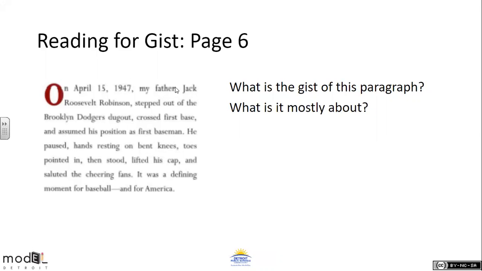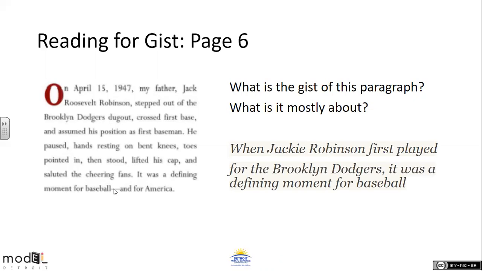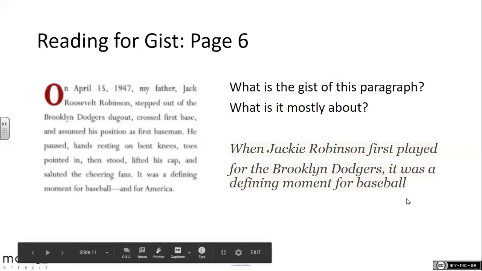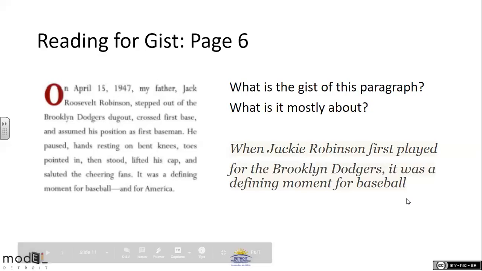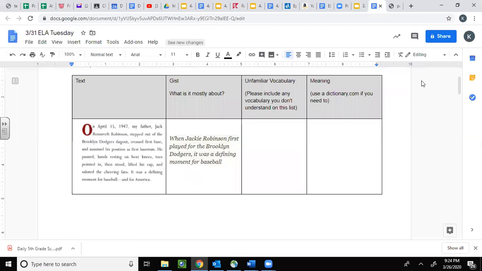So you see the mention of Jack Robinson coming out of the dugout, taking his position, lifting his cap to the cheering fans, and that this is a defining moment. So if we were to sum this up in a gist, looking at really doing one big idea, this would be something that we could say. When Jackie Robinson first played for the Brooklyn Dodgers, it was a defining moment for baseball. Okay, so as you can see, I've already plugged that into your work for today.